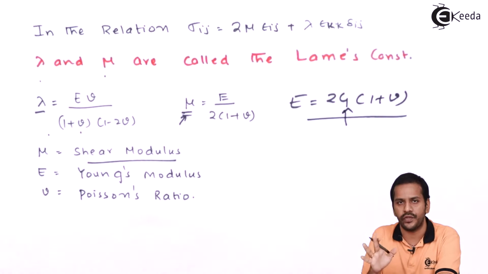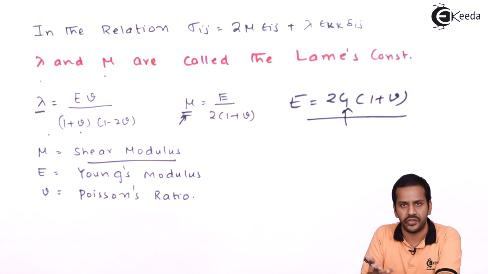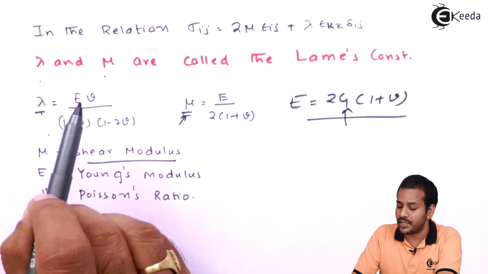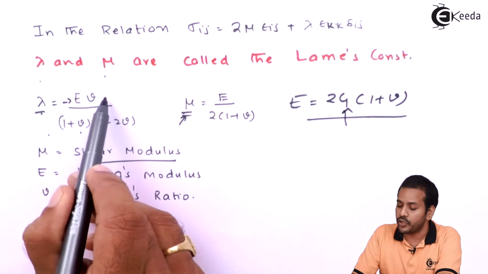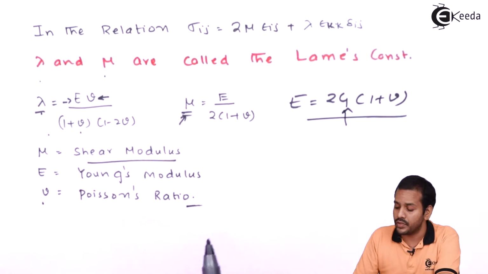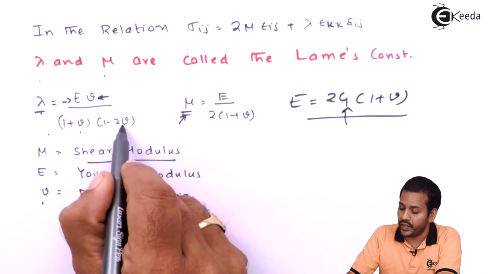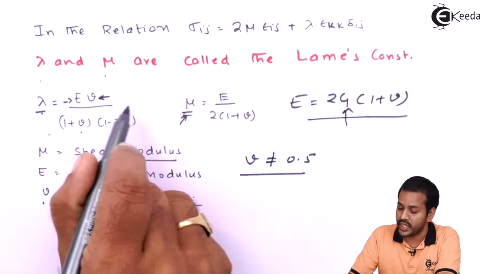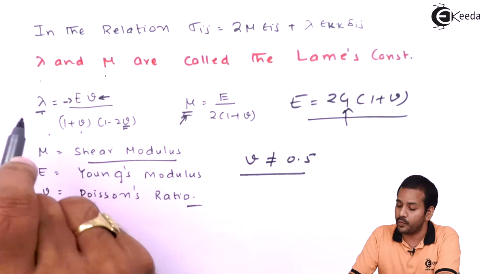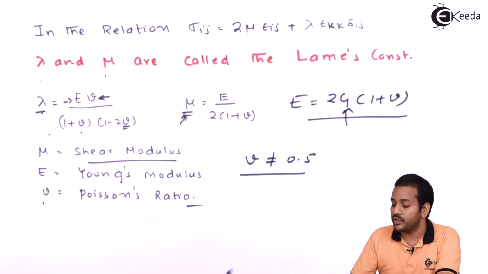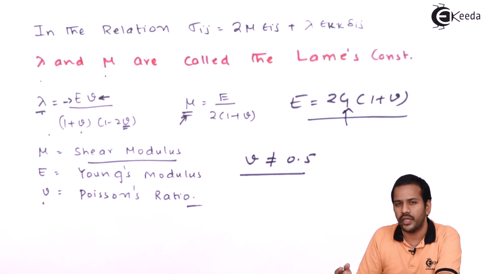It is the rigidity modulus which relates the shear stress with the shear strain. Now this lambda is also a Lame constant, and both are related with Young's modulus, and this is nu, not mu. This nu represents the Poisson's ratio. So nu will never be 0.5. If you see from this relation, if nu is equal to 0.5, this lambda will tend to infinity, which is meaningless. That is why nu will never be 0.5, which we already know.